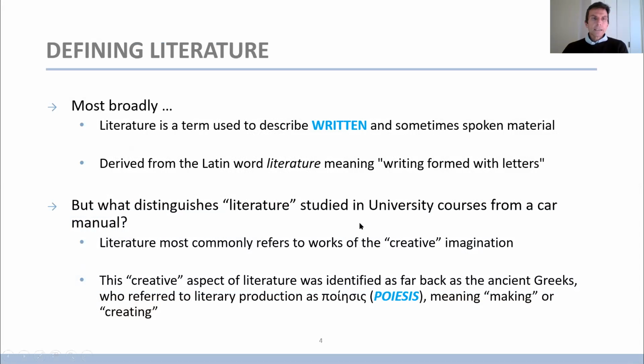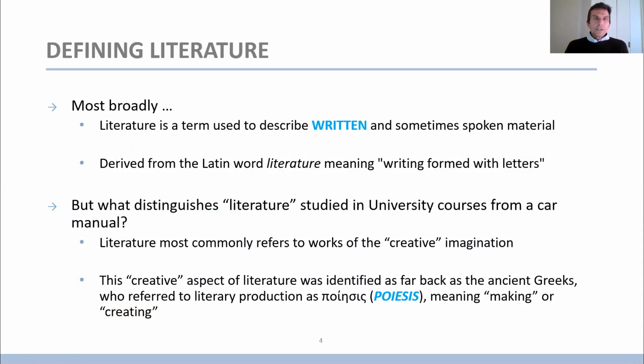Okay, so defining English literature. So first, literature, what is it? So literature literally comes from Latin, which has to do with any writing with letters. So letter and literature share the same root. So literally speaking, it's anything that is written could be described as literature.